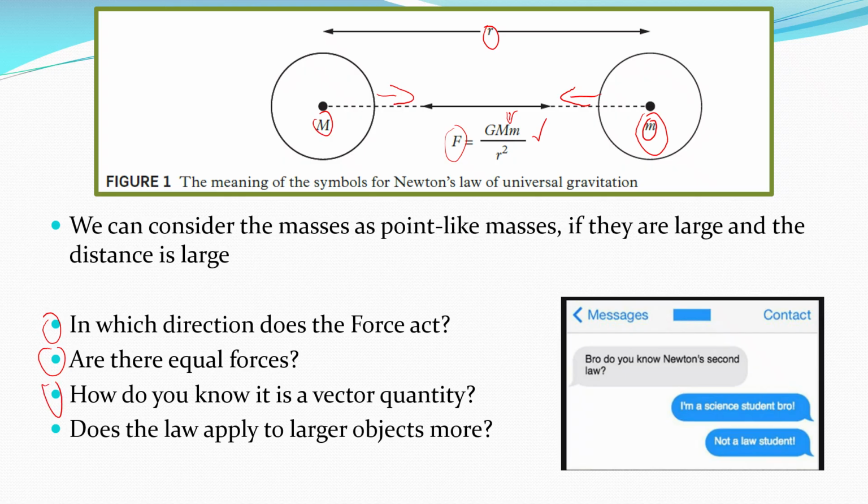How do we know it's a vector quantity? Because we have a magnitude and we have a direction. And this is not necessarily applying to larger objects or anything more. It is the same force between those two objects.